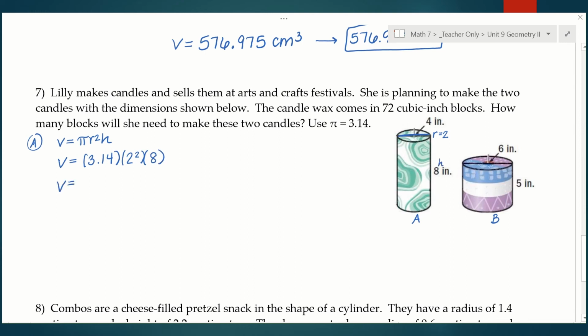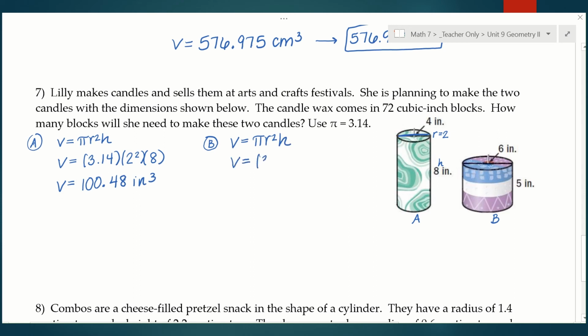Okay, so if I type all that in, looks like I'm going to get 100.48 cubic inches. Okay, so that is the volume of candle A. Now let's find the volume of candle B. So pi r squared h.